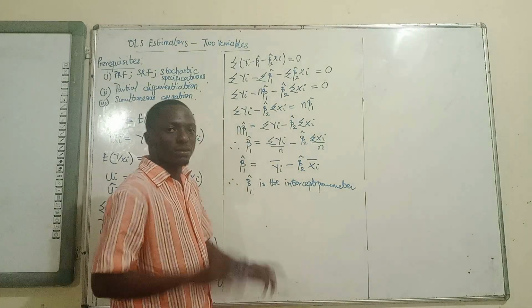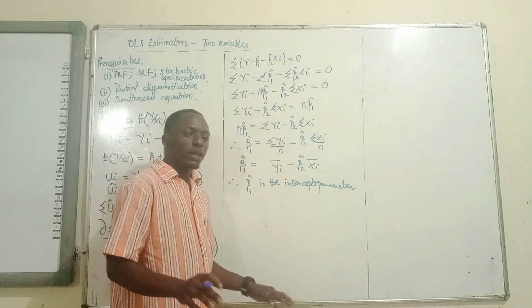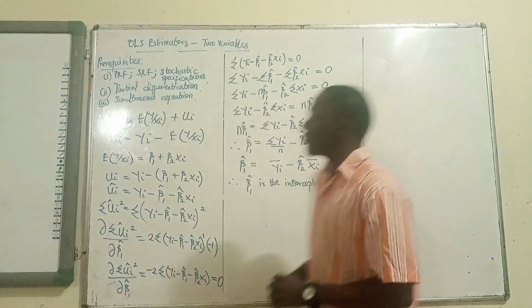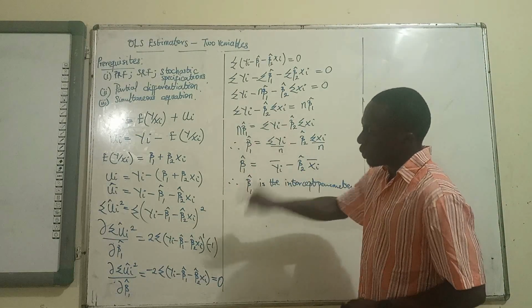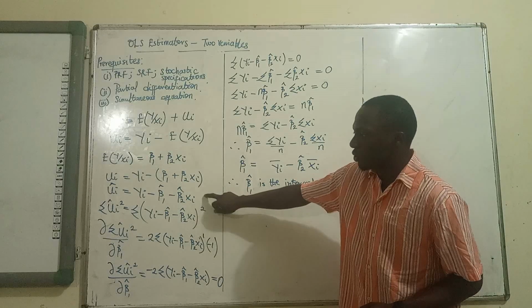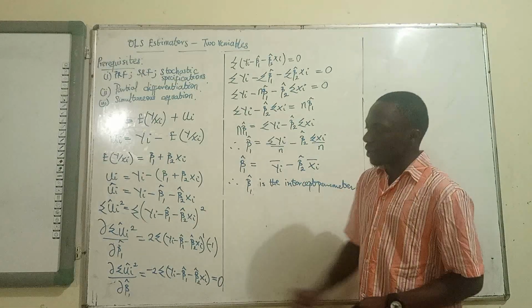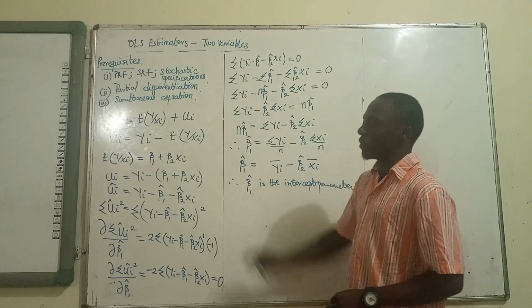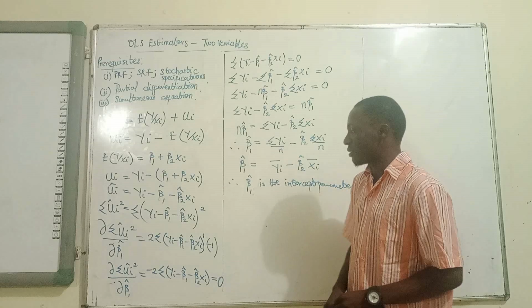And how do we do that? Just with the knowledge of simultaneous equation, as I said earlier, and partial derivative. The last thing we did here about partial derivative is we differentiated this equation with respect to beta 1 cap. So the next thing now is we'll find the partial derivative of our ui cap square with respect to beta 2 cap now. So that's the next thing.